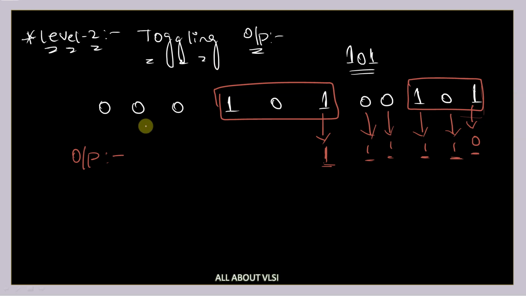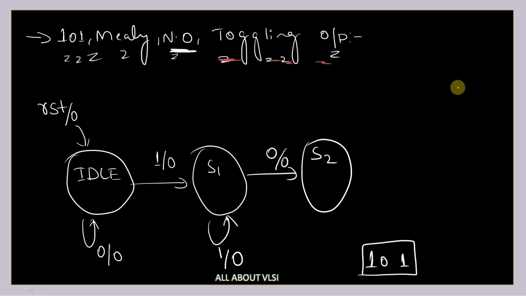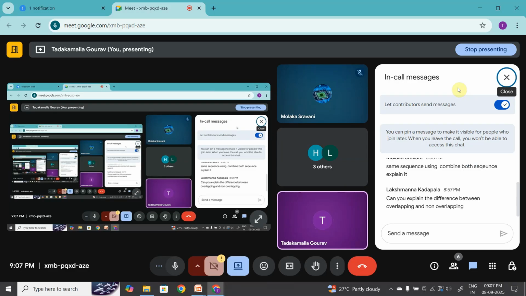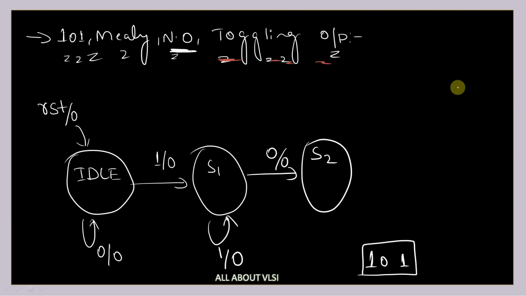This is nothing but my toggling output. I will explain it one more time. Your output is initially 0. It becomes 1 and remains 1 until the pattern has been detected again, and it will become 0 when the pattern has been detected. This we need to design. Now, which state should it go to from S2? Should it go to idle or to S3?